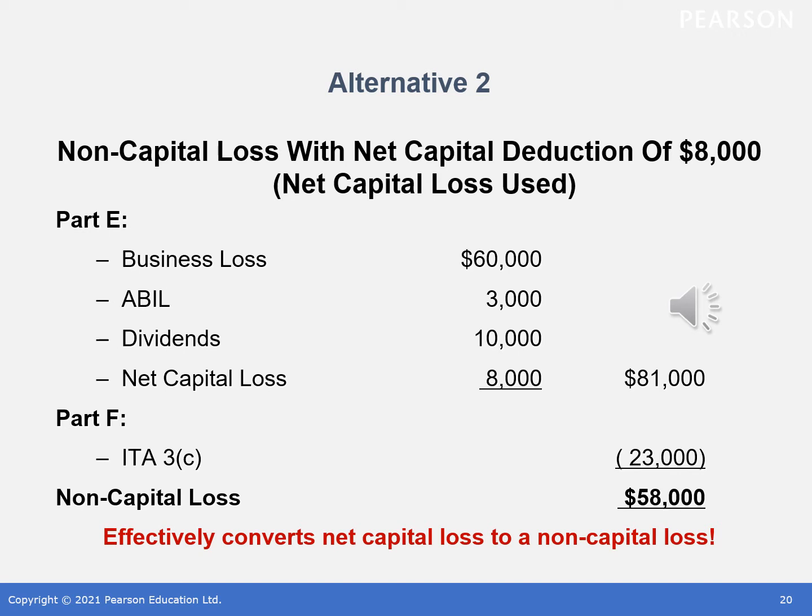The other alternative is to use the non-capital loss with a net capital deduction of $8,000, which means we'll use up the net capital loss. We'll start with a business loss of 60, the investment loss of 3, the dividends of 10, the net capital loss of 8, so total net loss of 81,000, and then you apply Income Tax Act Section 3, which has an add back of 23, so you have a non-capital loss of $58,000, which effectively converts the net capital loss to a non-capital loss. There's a little more details as required on pages 589 to 591 of the textbook.